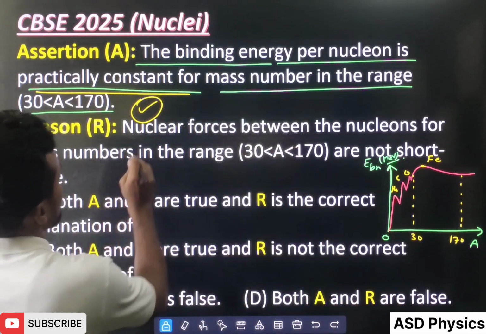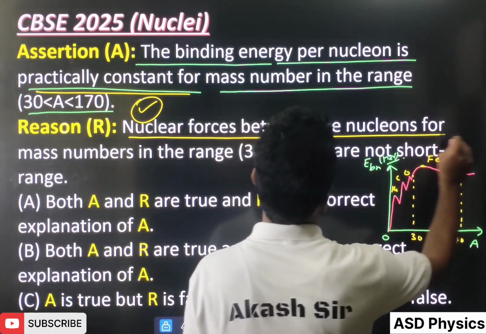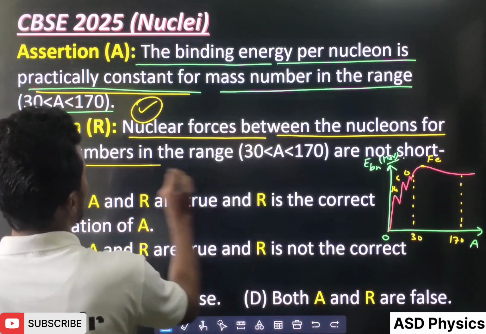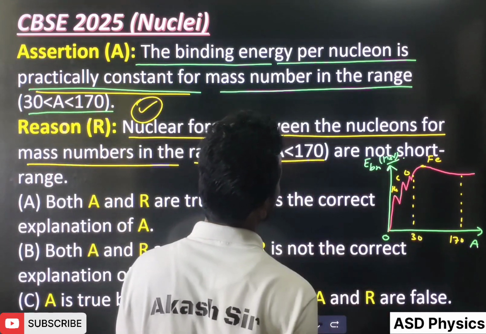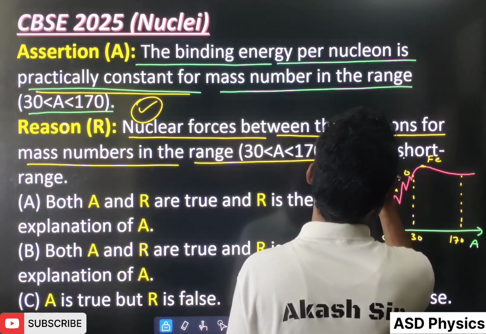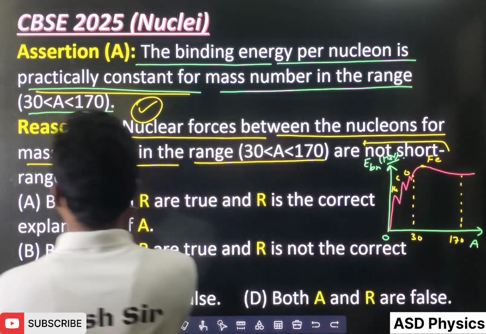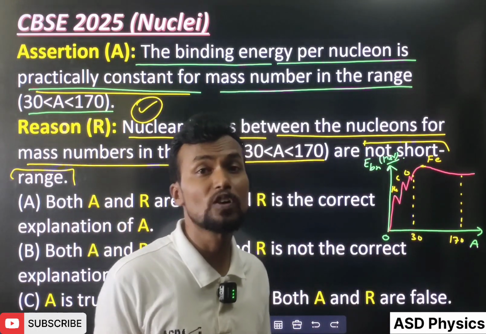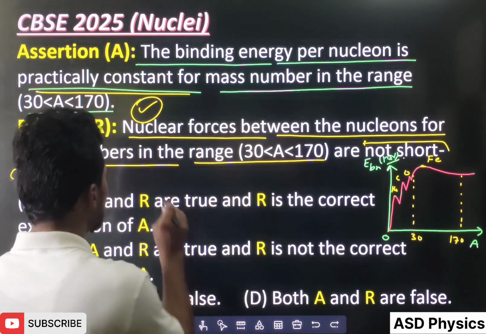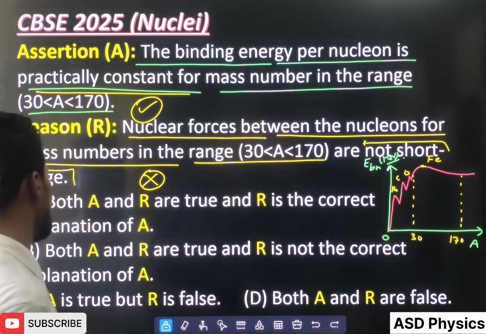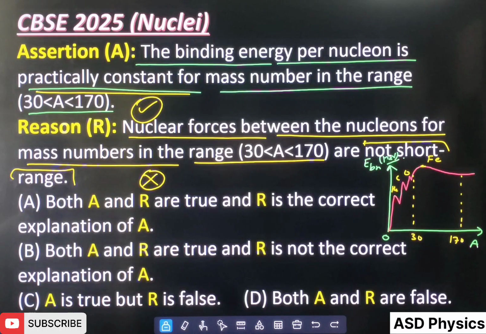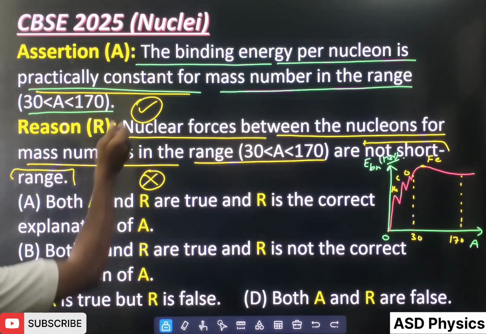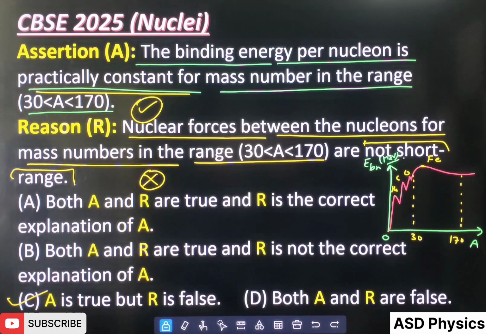Now the reason: the nuclear forces between the nucleons for mass number in the range 30 to 170 are not short range. As I have told you, the nuclear forces are short range only, but here they say not short range. That means this reason is wrong. So A is true but R is false. The correct option is option C.